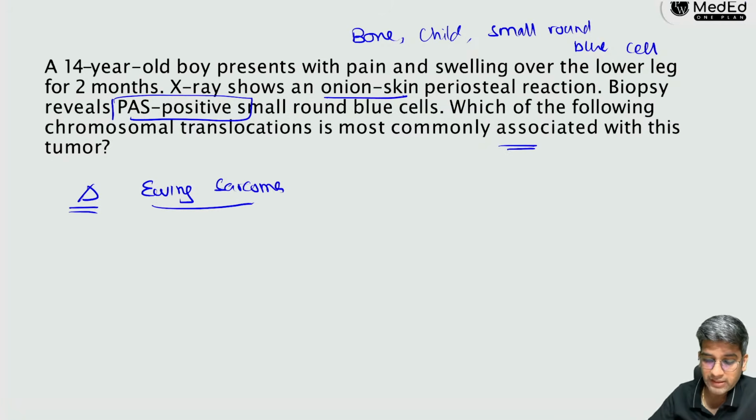Now, can anyone answer this question? What's the translocation seen in case of Ewing sarcoma? Great, Sangeetha Kalyani. It is translocation 11;22. There are two translocations there, 11;22 and 21;22.